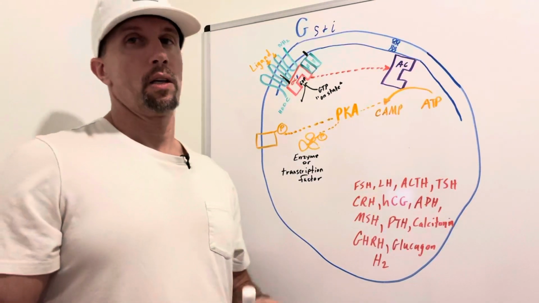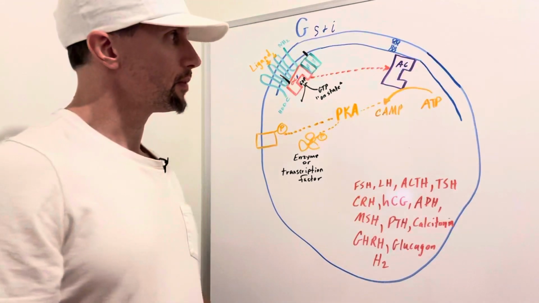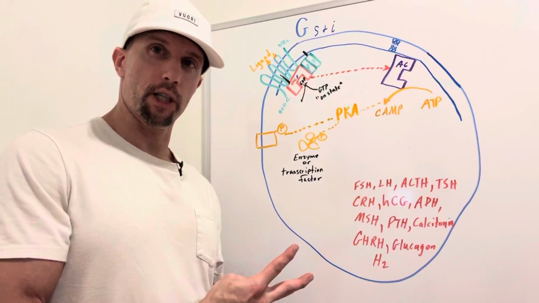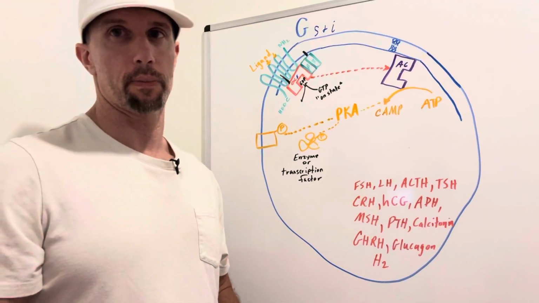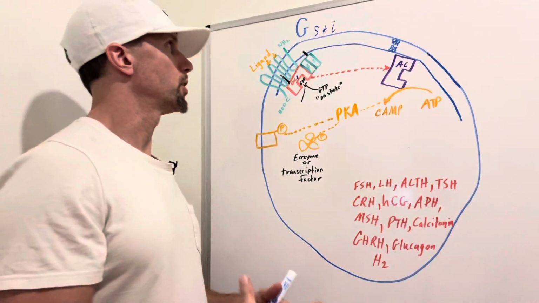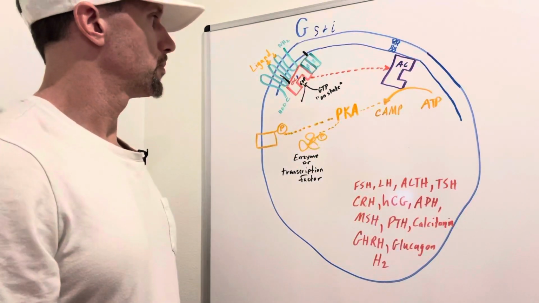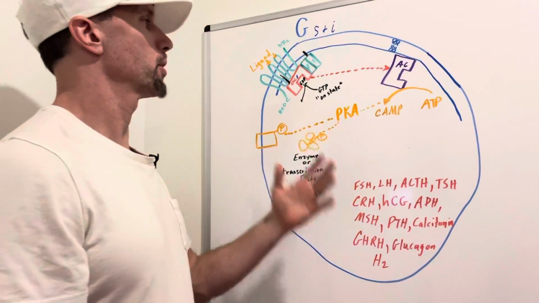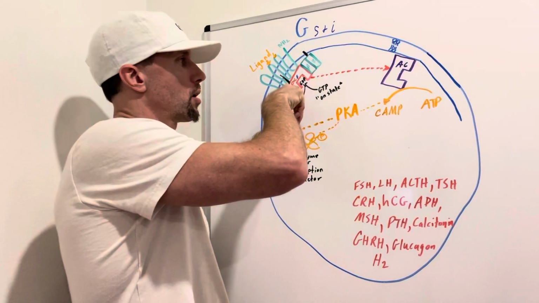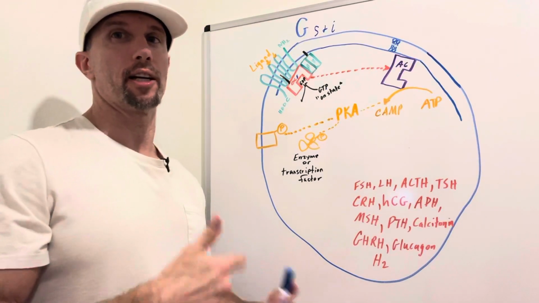We talked about GQ working on alpha 1 and muscarinic type 3, but all the other ones are involved in GS and GI. So the other adrenergic receptors and the other muscarinic receptors are either G stimulatory or G inhibitory. Let's see what a G stimulatory would do. Let's say norepinephrine binds to a beta 1 receptor. It causes a conformational change that makes the alpha subunit drop GDP and pick up GTP, turning it on.